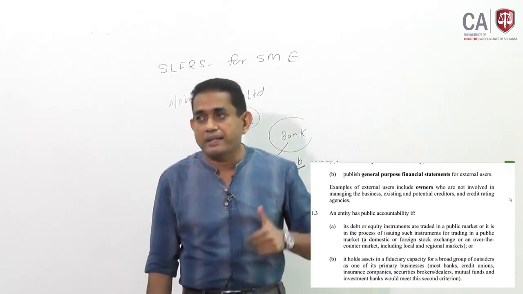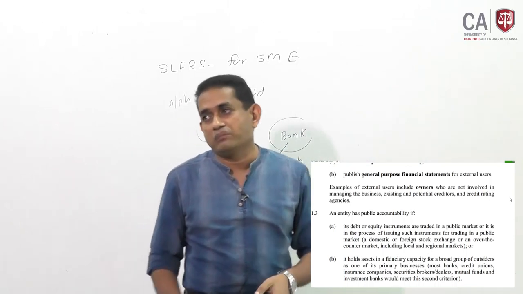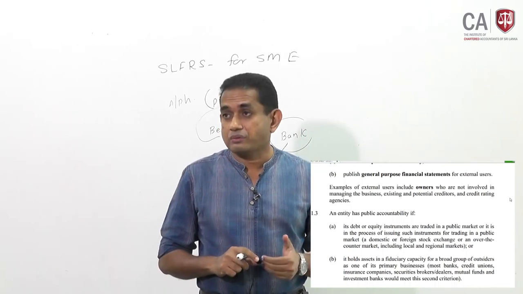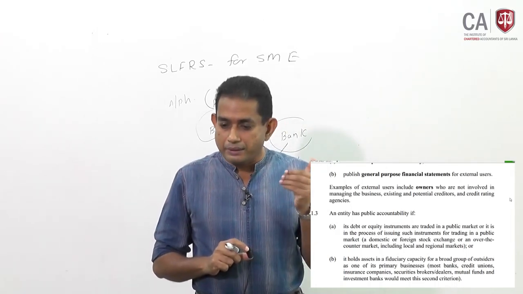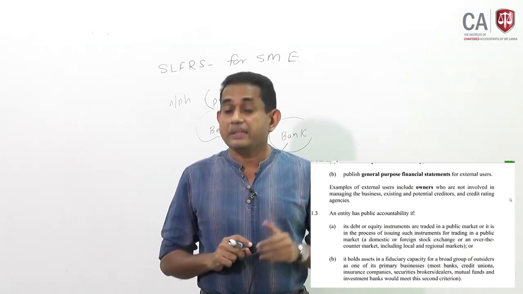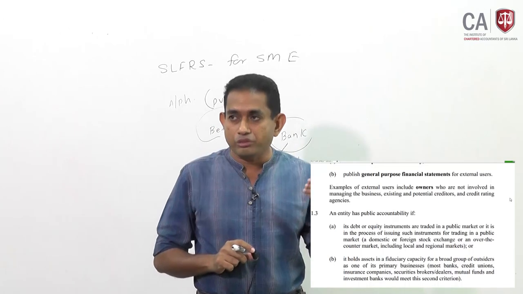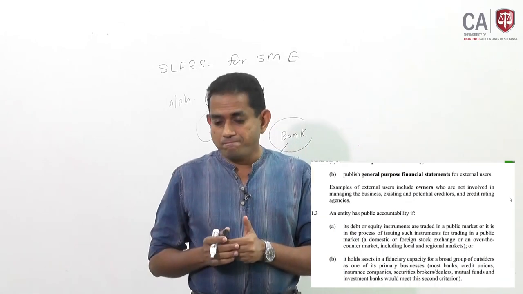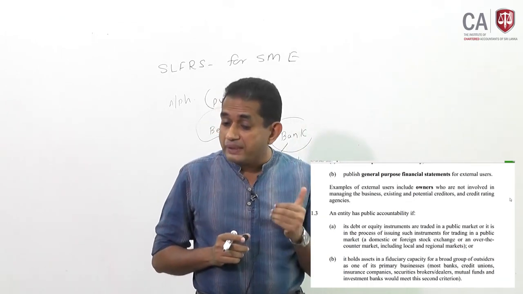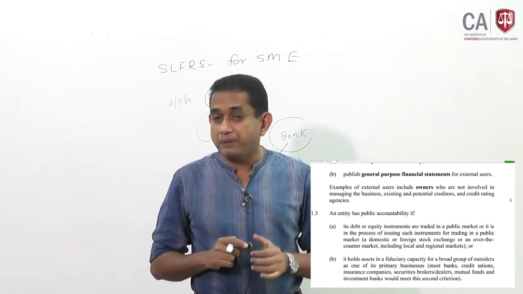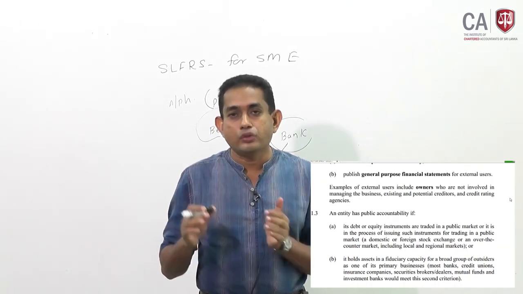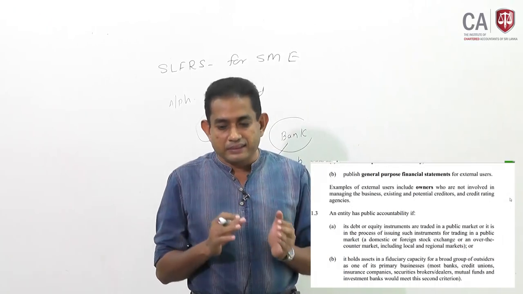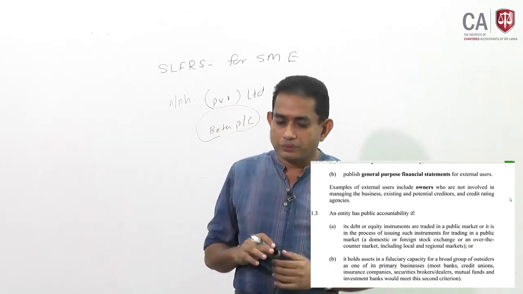So, how do we identify an entity that has public accountability? Basically, if an entity has listed its debt or equity instruments in a public market, or is trading equity instruments or debt instruments in the public market. Or the second category, if an entity is holding assets in a fiduciary capacity, then they do not fall into the category of being an SME, and this standard does not apply. I hope it was clear.